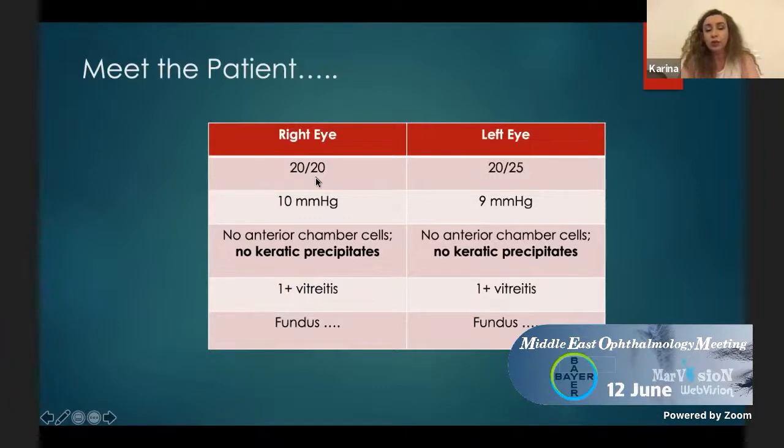Visual acuity was normal, 20/25. IOP was normal and a little bit low. Both anterior segments were quiet with no keratic precipitates so far. 1+ vitritis in each eye. And let me show you how the fundus looked like.